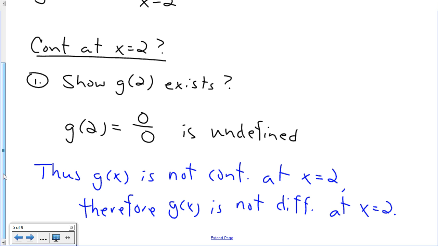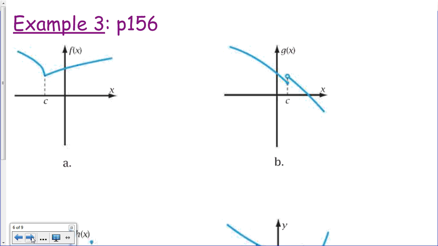So I didn't have to find the derivative in this case. I used that contrapositive of my property. If your function is not continuous, then it's not differentiable. All right, let's try one last example here. This time they give us several graphs. Example 3, it says state whether the function in the figures below are differentiable or continuous at x equals c. So let's take a look at each of these and then conclude whether they're differentiable or continuous or both.